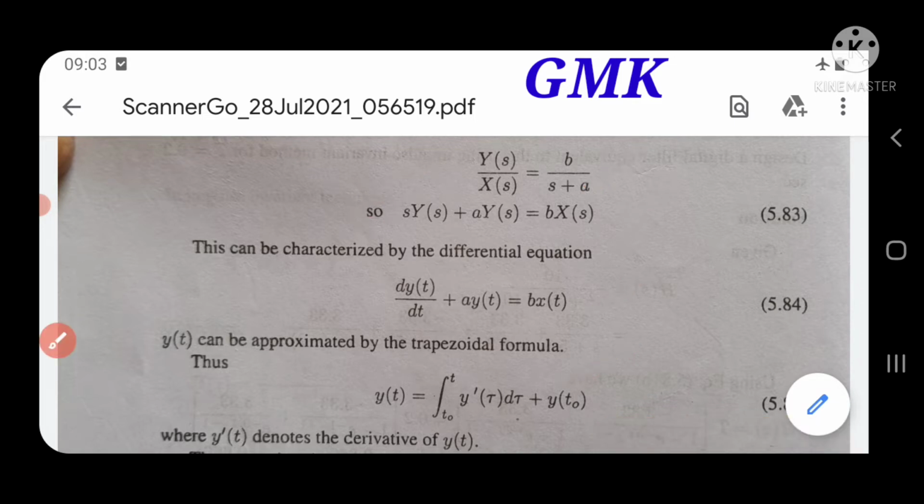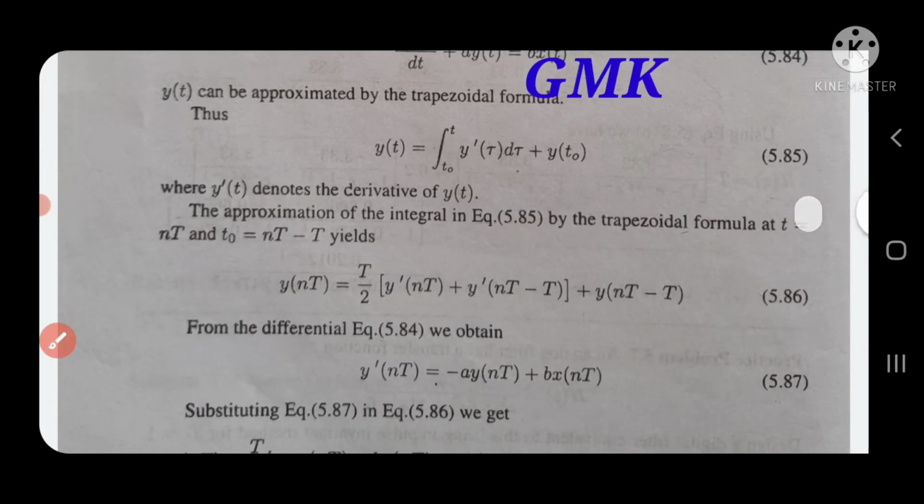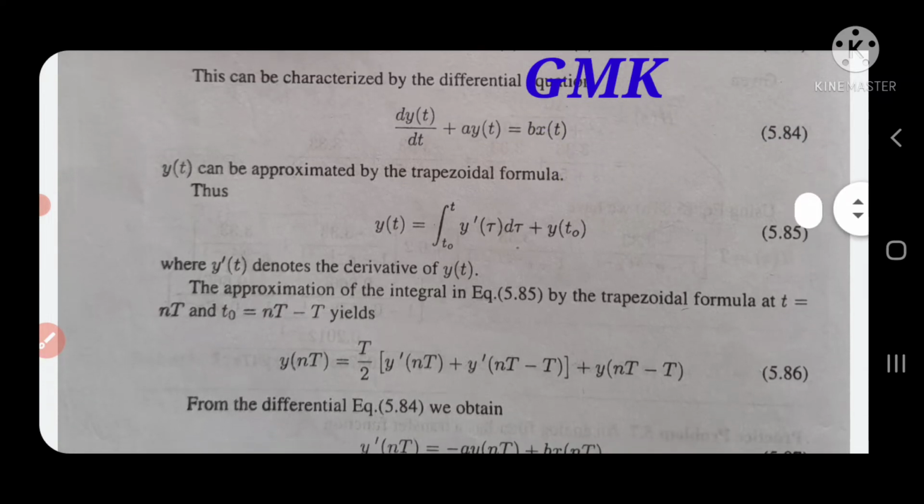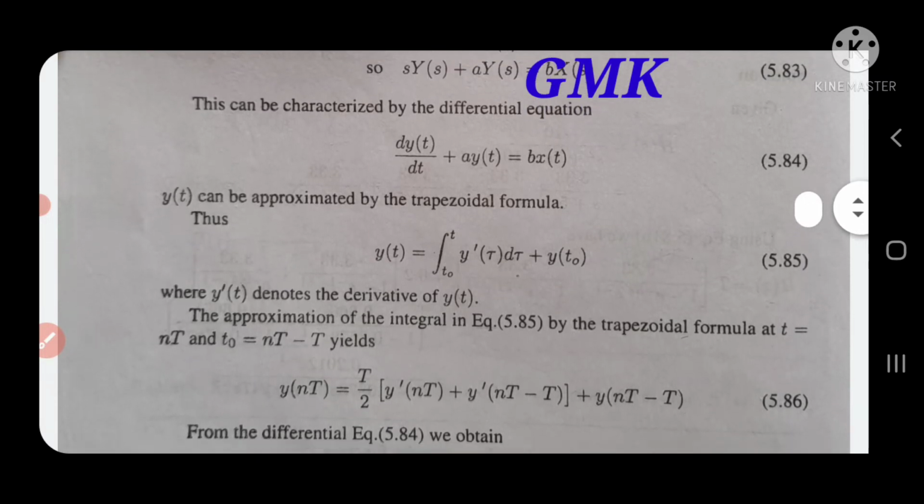After that, for the approximation of the integral 5.85 by the trapezoidal formula, let us assume that small t is equal to nT, and t naught is equal to nT minus T. By substituting those two values in this equation, y of nT is equal to T by 2 into y dash of nT plus y dash of nT minus T, plus y of nT minus T. That is the trapezoid rule, and with its help we can represent the equation like this.